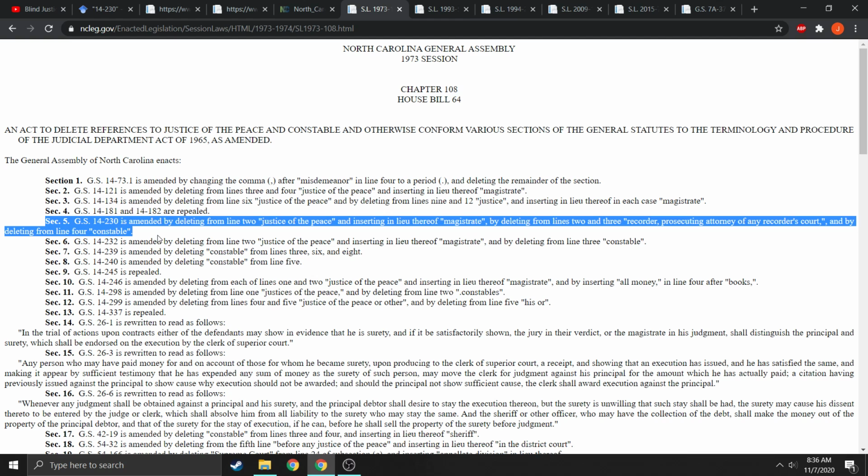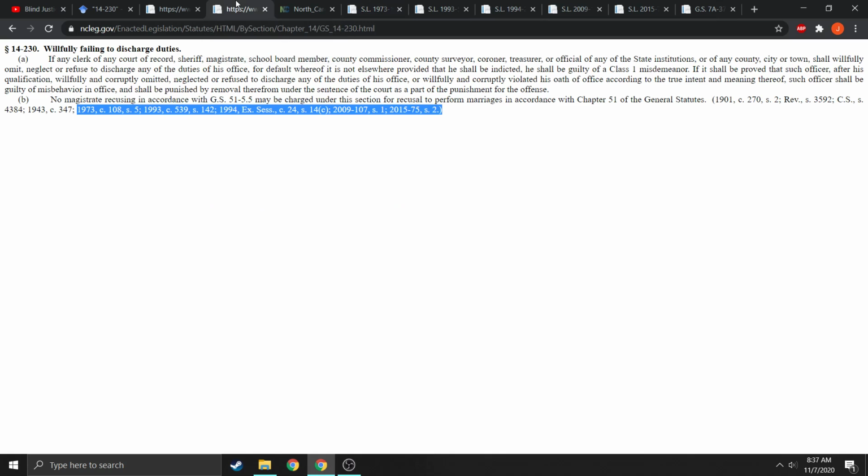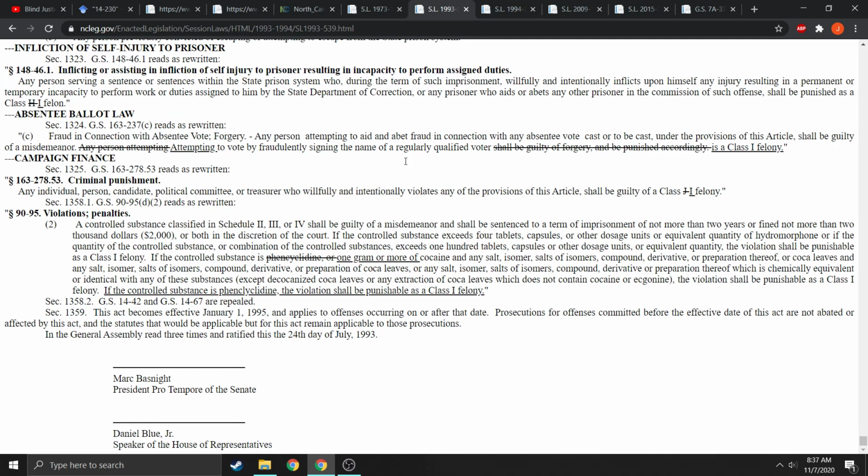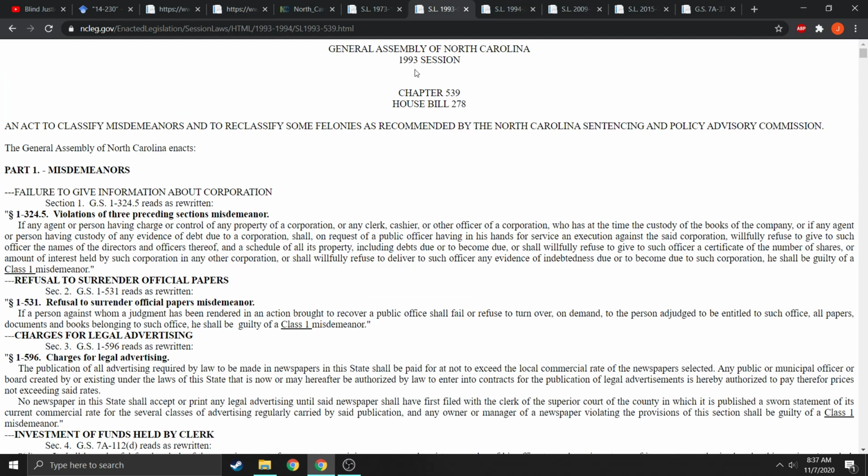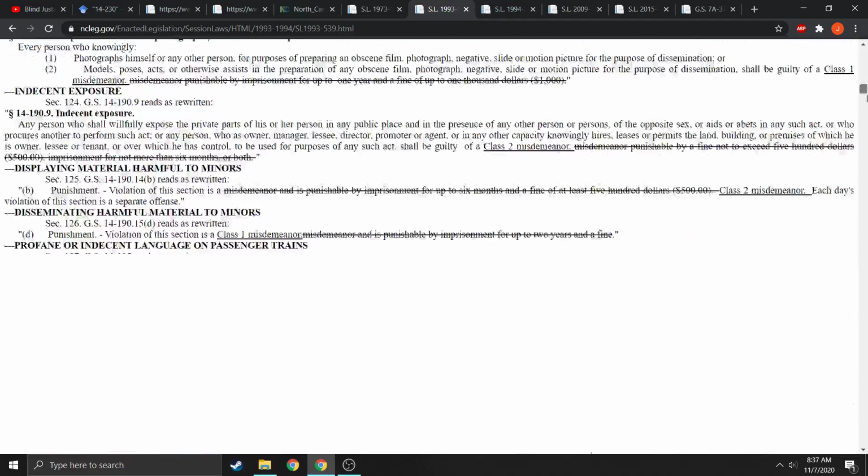But what this does show is that after 1971, the General Assembly did not make 14-230 apply to judges. Obviously, they could have. They could have added in and also add judge, but they didn't do it. So as far as up to 1973, it still doesn't affect judges. The next one is 93, Chapter 539, and then Section 142.